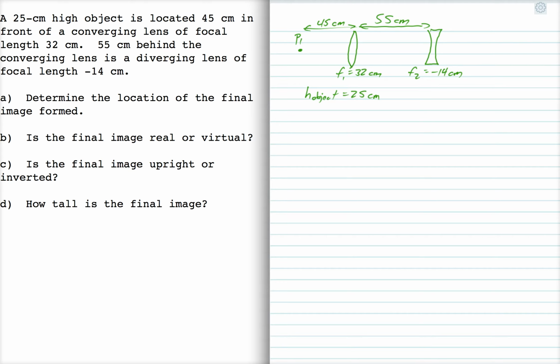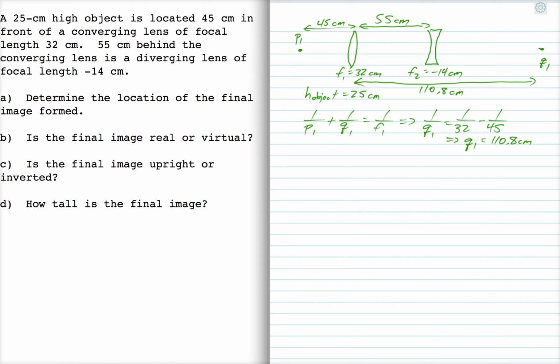First we need to find Q1, right? So 1 over P1 plus 1 over Q1 is 1 over F1. So 1 over Q1 is equal to 1 over the focal length minus 1 over the object distance. Okay, so if I solve for Q1 there using that, I get Q1 is equal to 110.8 centimeters. So Q1 is way back over here. Here's Q1. This distance from here to here is 110.8 centimeters.